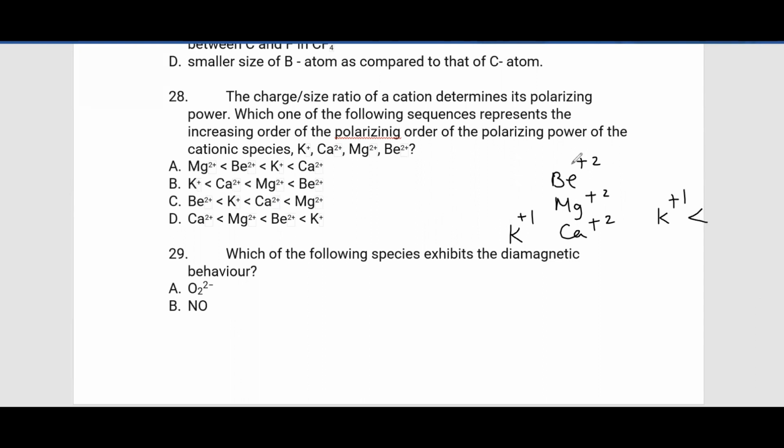Among these three, we know that as we go down the group, what will happen to the size of the ion? The size of the ion increases, and smaller the size, more will be the polarizing power. And so our order will be like this. Smaller the size, the polarizing power increases, and higher the charge, the polarizing power increases. So this is the order, and our answer is option B.